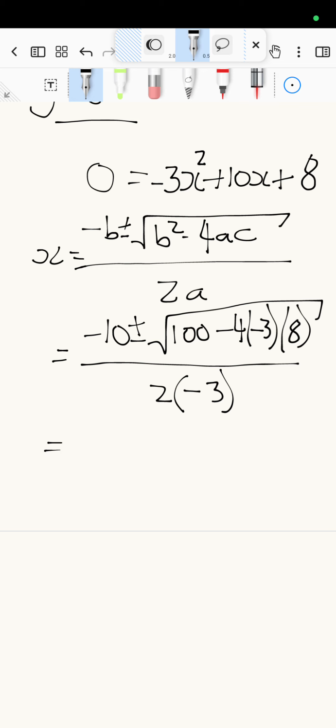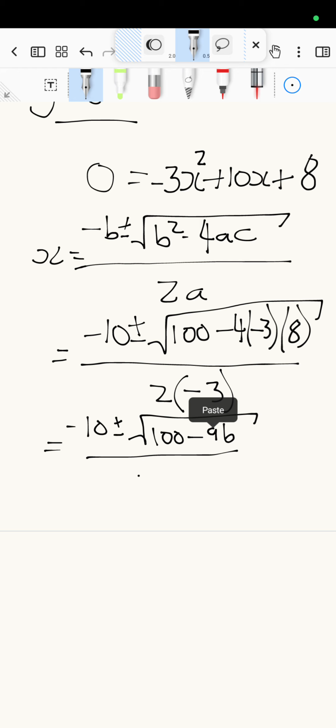I think I'm going to do one more step first before I go to my calculator, just to simplify what's under the root here. So I'm going to say 4 times, well, negative 4 in fact, negative 4 times my negative 3 times my 8. That's going to give me a 96. So I have under my root 100 minus 96, divided by negative 6. Okay, that was easy enough.